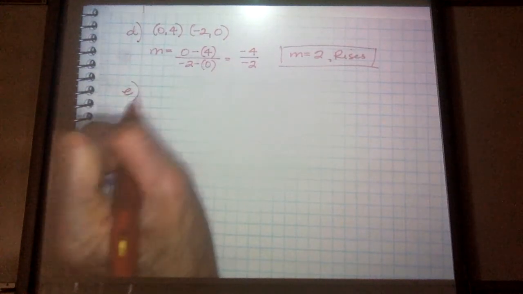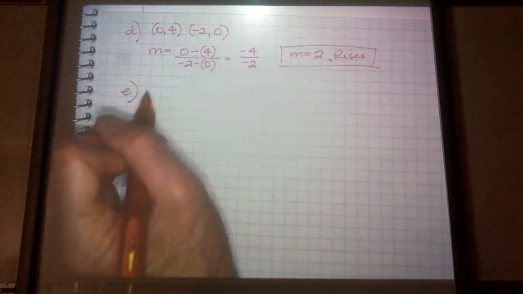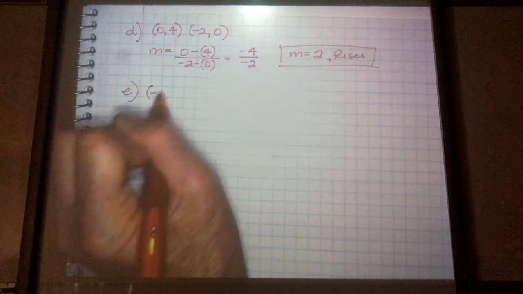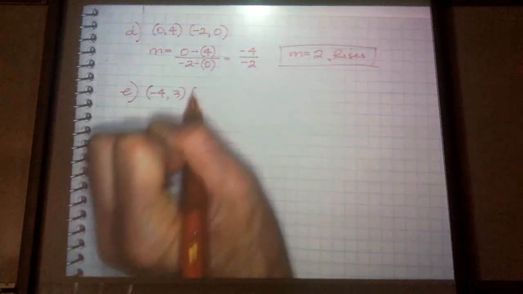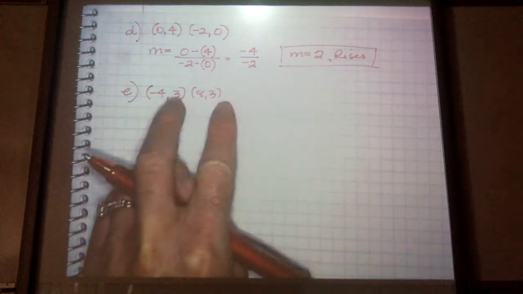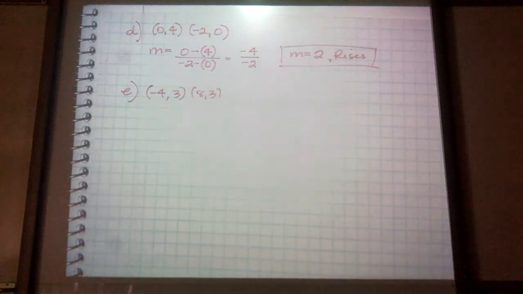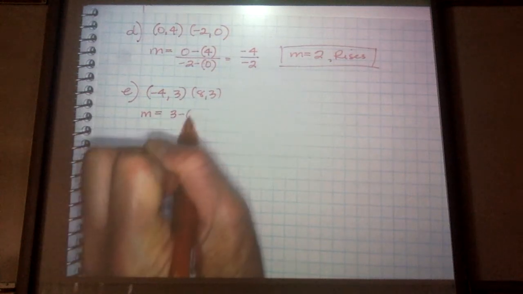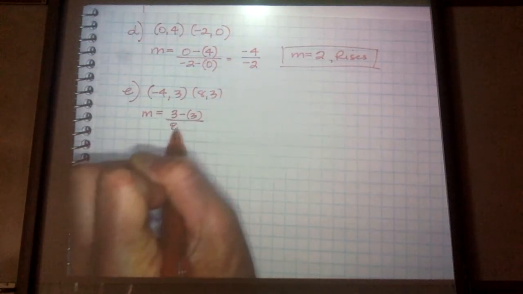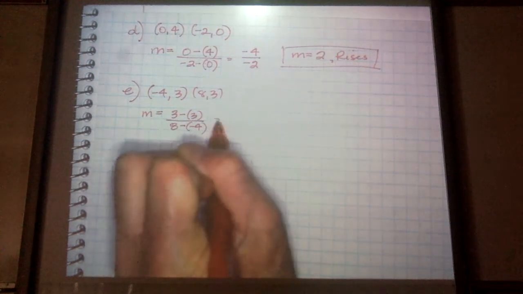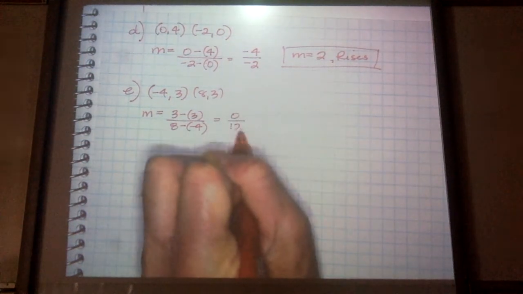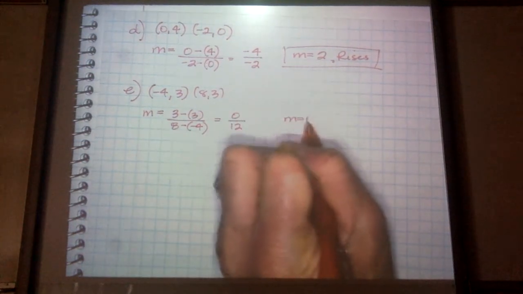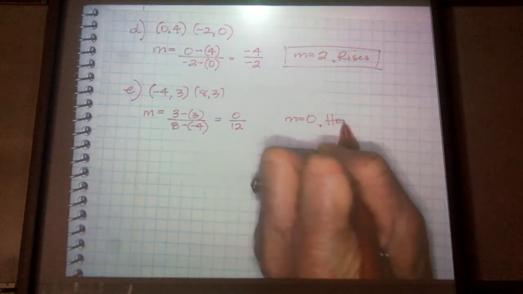E, the points I was given are negative 4, 3, and 8, 3. Notice those y values are the same. If you can already picture it, you can write what the answer is, or you can calculate it. 3 minus 3 over 8 minus a negative 4 gives me 0 divided by 12. So m equals 0, which means this is horizontal.